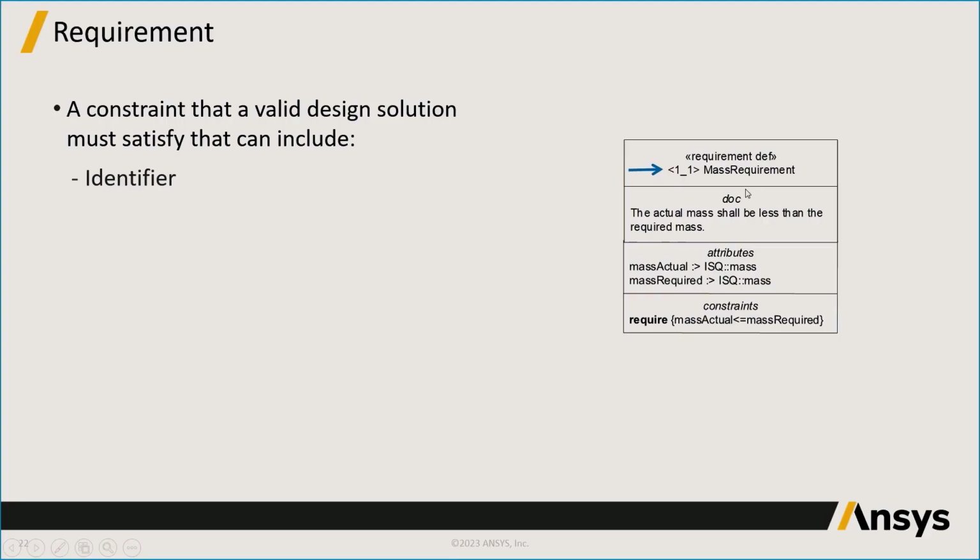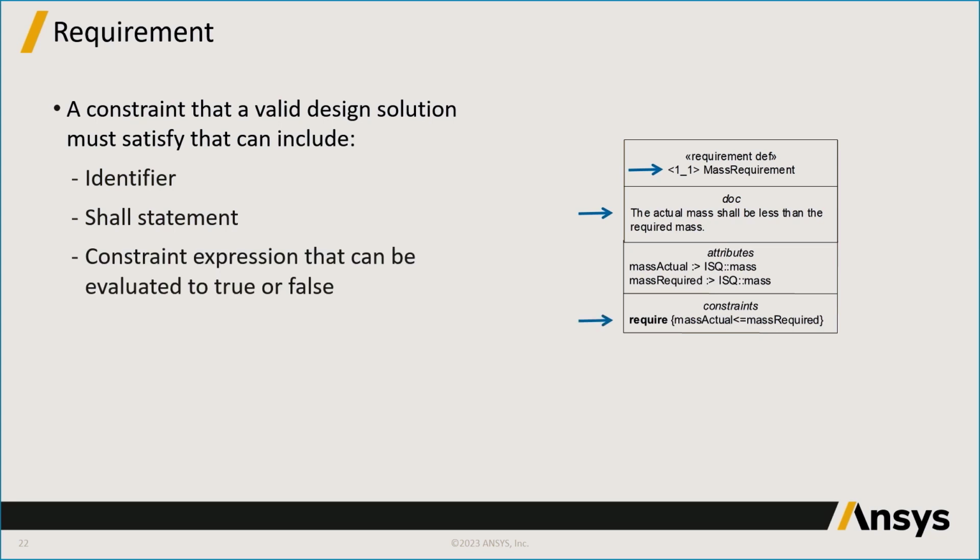But this mass requirement then includes a text statement, a shall statement. It includes, importantly, a constraint expression that I referred to earlier. So here we see a simple expression that just says that the mass actual is less than or equal to the mass required. So the important thing about this expression is that it can be evaluated. So you can have a solver that can take the value of mass required, it can take the value of mass actual that comes from, for example, an analysis. It can compare them and evaluate the expression to be true or false.